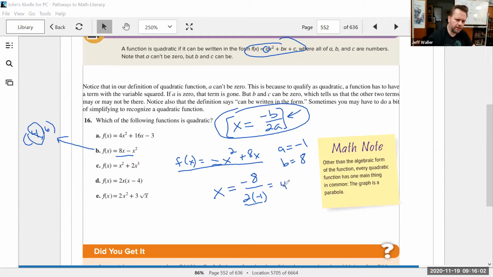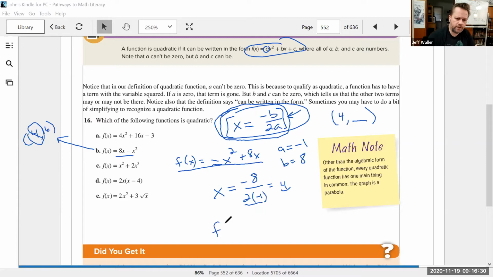Let me stop for a minute. Again, this is kind of like a little extra note. This is a beautiful shortcut to find the x piece of the vertex. So now I know the x piece is 4. How do I find the y piece of the vertex? What do I do if I know what the x value is, but I want to know what the y value is? What do I always do? Plug the x value into the equation.